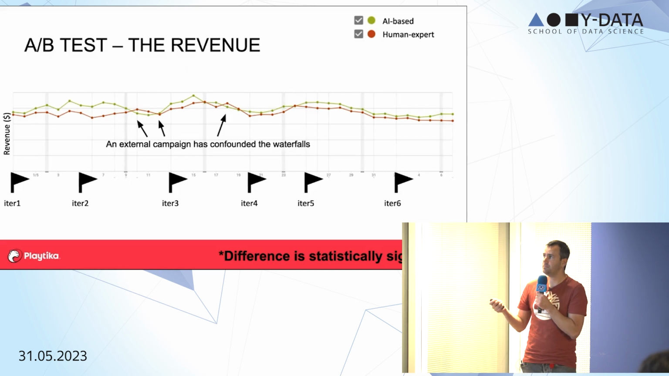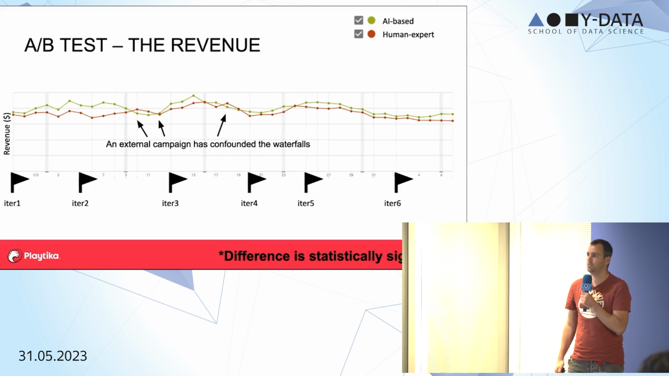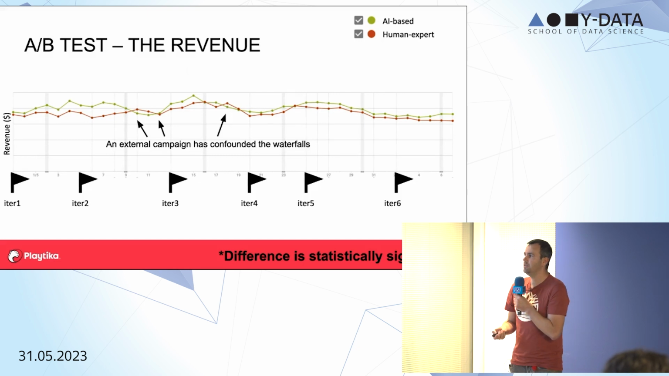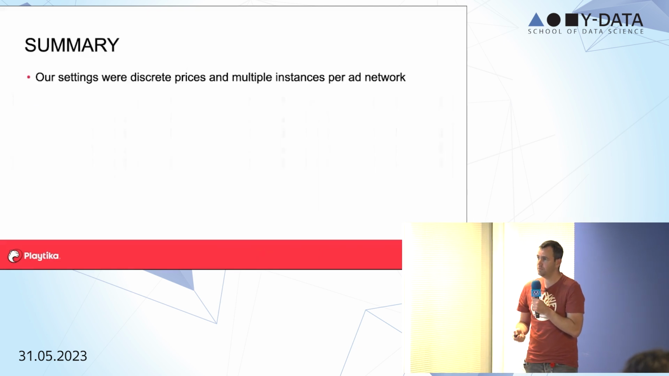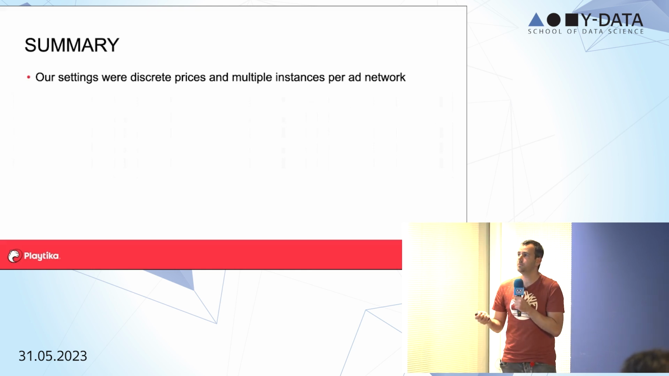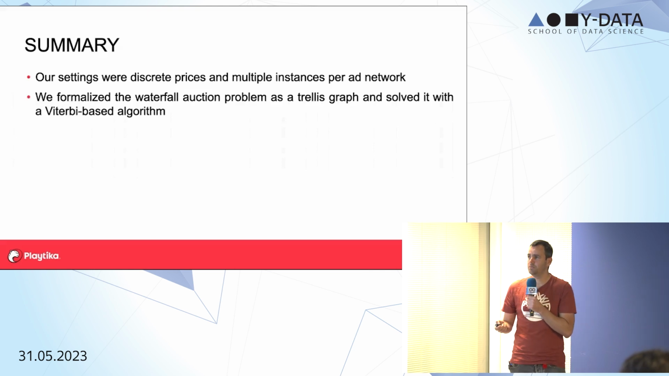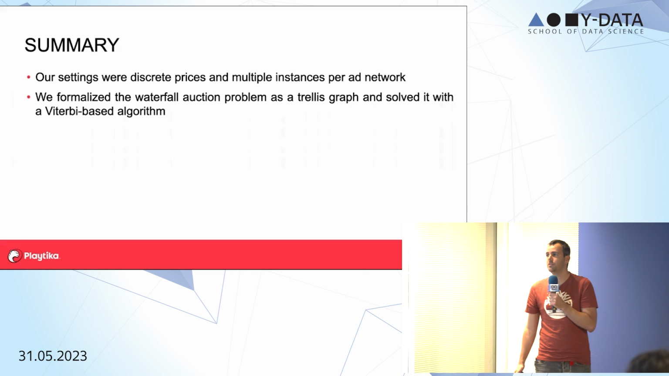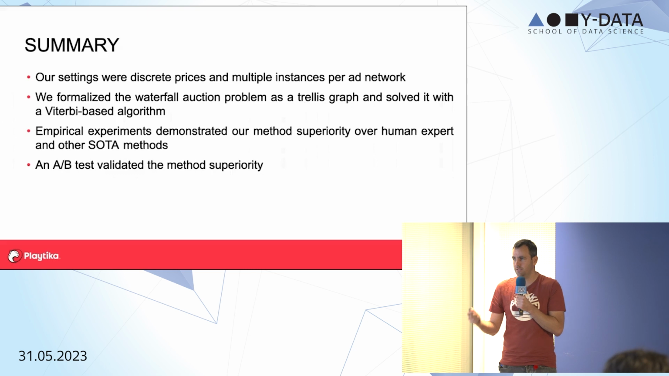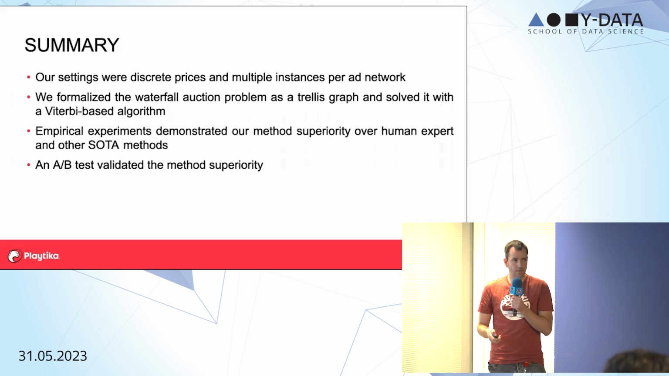We can see that the green one, the AI-based model, was actually better during the entire experiment in all the iterations. The difference was statistically significant according to a Wilcoxon signed-rank test, and it showed a huge increase in revenue to Playtika. To summarize, the settings were discrete prices, multiple instances per ad network. We formalized the waterfall auction problem as a trellis graph and solved it with a Viterbi-based algorithm. And we conducted an A/B test to validate the method's superiority.